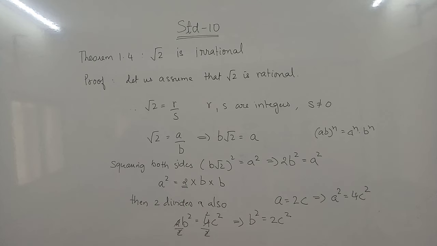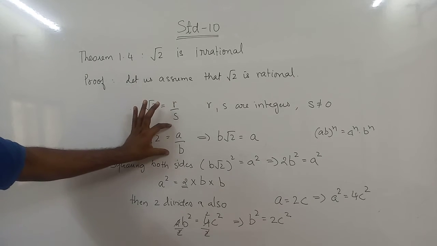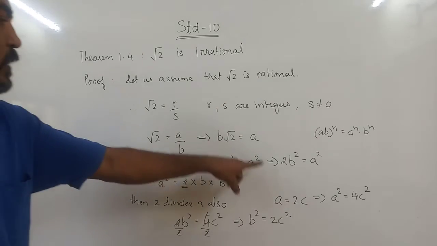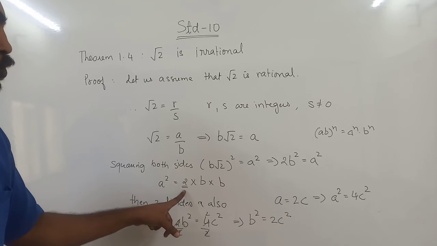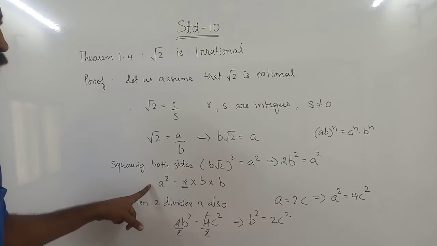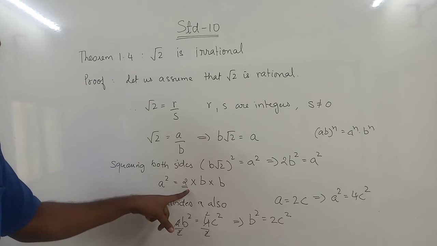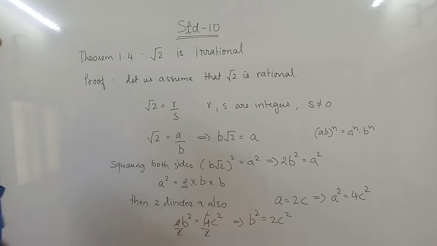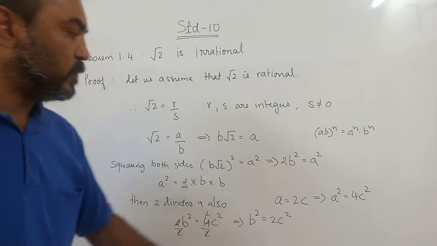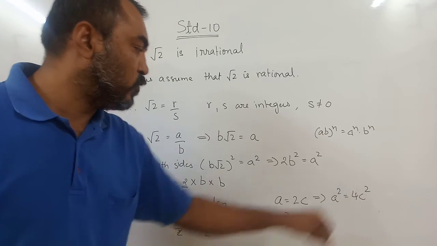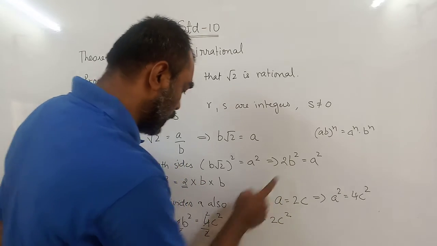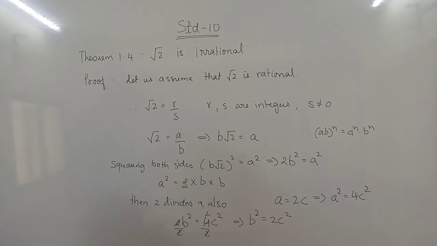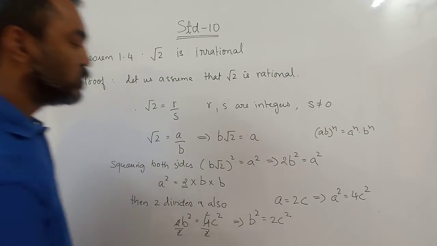Did you understand the steps again? Follow me. Root 2 was taken rational, simplified form taken here, squared both the sides, gave us 2b square equal to a square, so 2 is a prime factor of a square. The previous theorem we did: if 2 divides a square, 2 also divides a, means a has to be an even number. Squaring this, I get a square equal to 4c square, and a square equal to 2b square. So 2b square equal to 4c square. On cutting I get b square equal to 2c square.